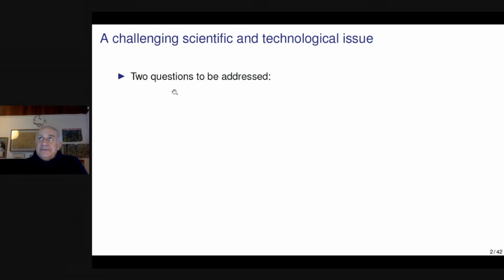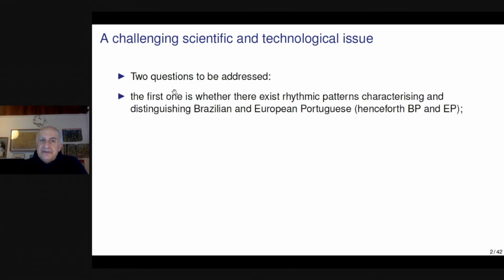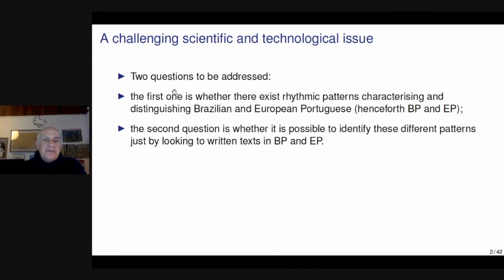So this is a linguistic question. You have two questions to be addressed in this linguistic question. The first one is whether there exist rhythmic patterns characterizing and distinguishing between Brazilian and European Portuguese. Henceforth, I will call them BP and EP. The second question is whether it's possible to identify these patterns if we just look at written texts in BP and EP.